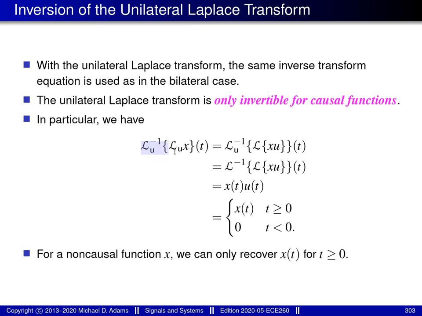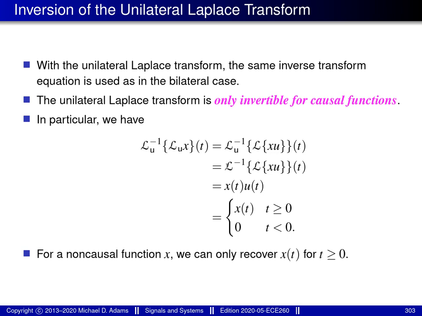To begin, we have an expression that corresponds to taking the unilateral Laplace transform of little x and then immediately taking the inverse unilateral Laplace transform of the result. First, we can observe that the unilateral Laplace transform of little x can be rewritten as the bilateral Laplace transform of little x times the unit step function. Next, we can observe that the inverse unilateral Laplace transform is the same as the inverse bilateral Laplace transform. So we can rewrite this highlighted expression here as this expression here.